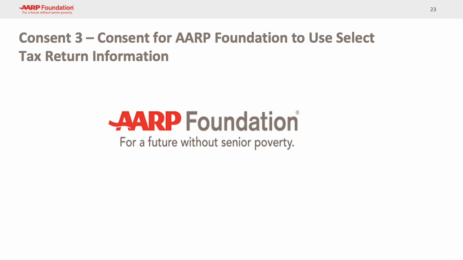Consent 3 is the consent for WRP Foundation, that's the charitable part of WRP, to use select tax return information. That's to send information to taxpayers who may be able to benefit from other free WRP Foundation programs and services. These include programs and services dealing with income, housing, hunger, volunteering, like us, employment, especially for elders, and more.